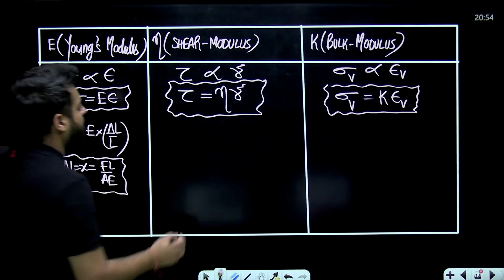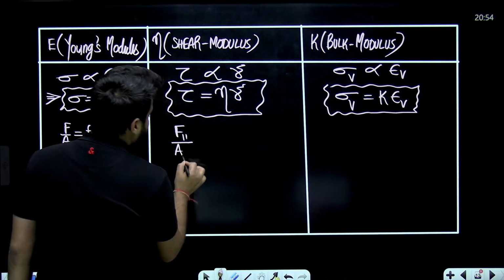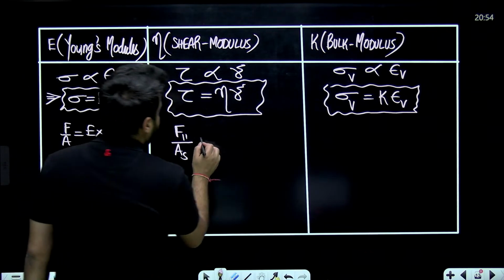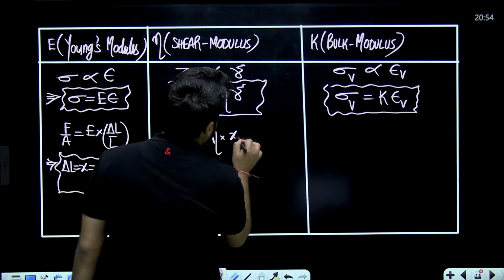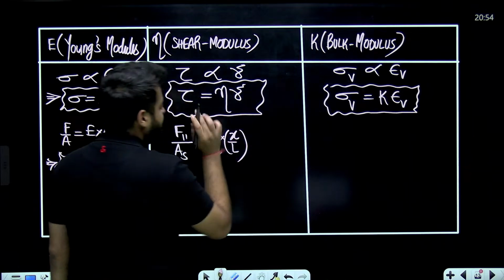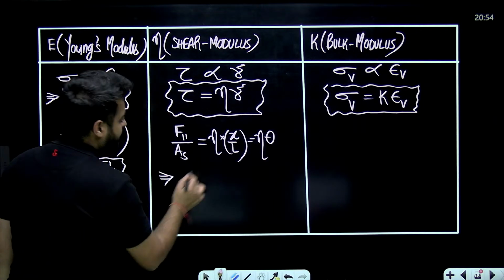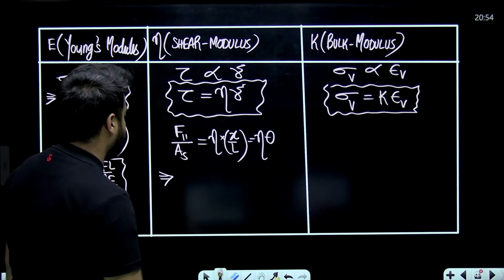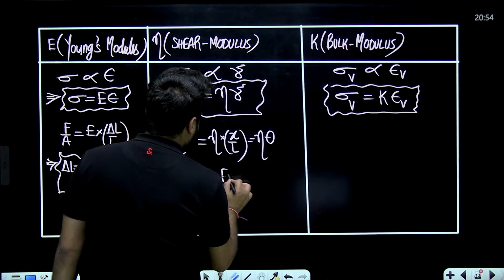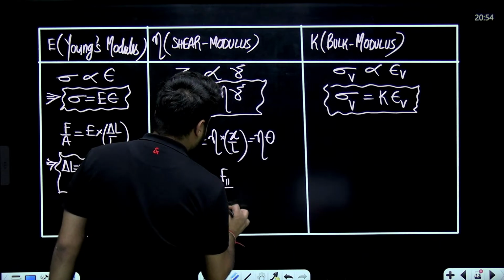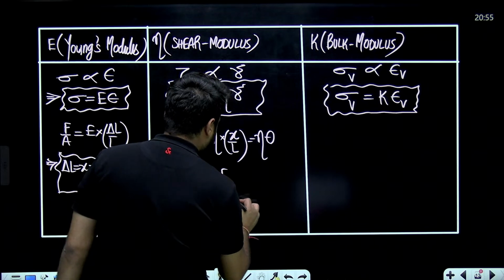Here, when you talk about tau, it is the force parallel to the shear area, A_S, equal to eta, and the shear strain is basically the deformation x by L, which is equal to theta. The shear strain you can put directly as theta. So the shear strain theta you can get directly by F parallel to the shear area into this eta property.